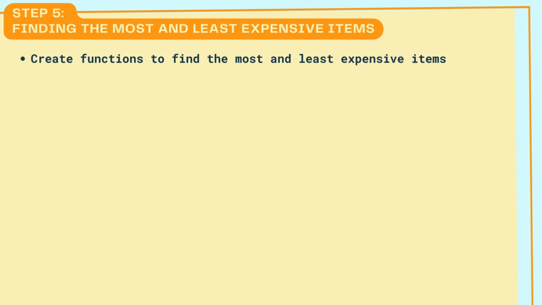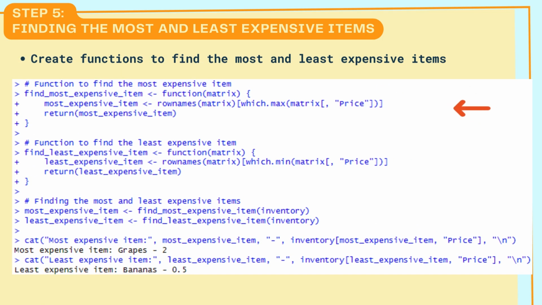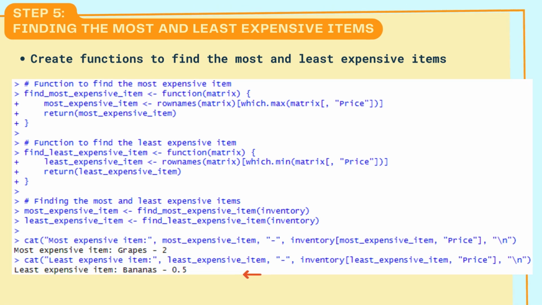Step 5. Finding the most and least expensive items. Create functions to find the most and least expensive items. The find most expensive item and find least expensive item functions find the most and least expensive items by applying the which.max and which.min functions to the price column of the matrix. In the output you can see grapes is the most expensive item as its price is 2 and banana is the least expensive item as its price is 0.5.